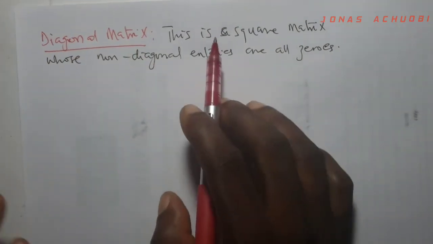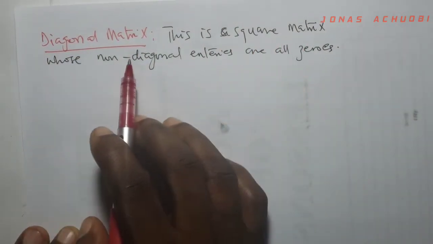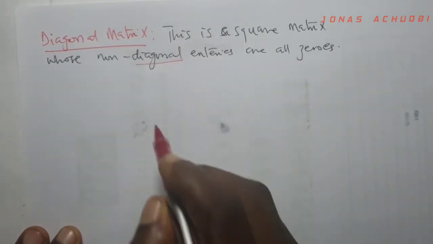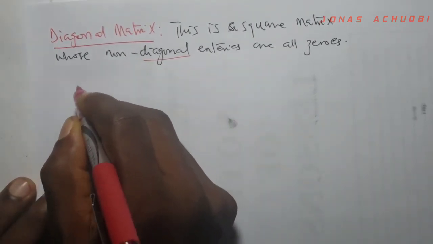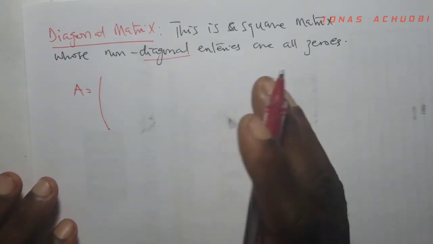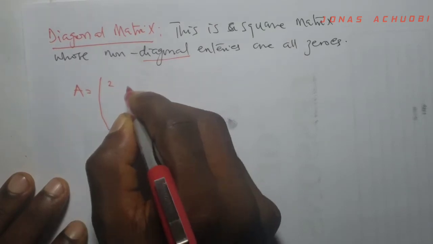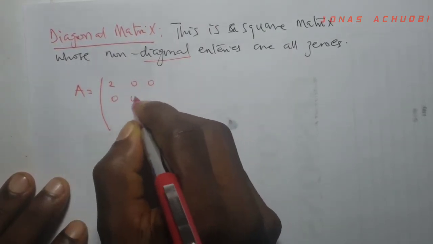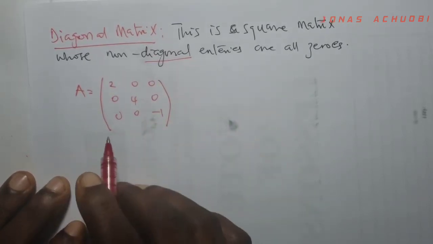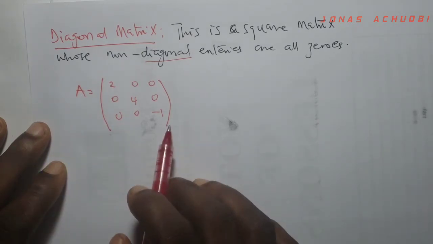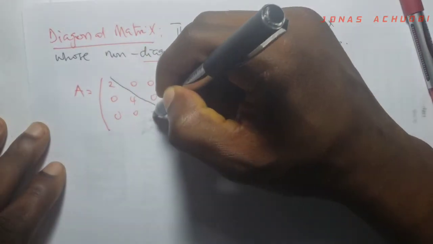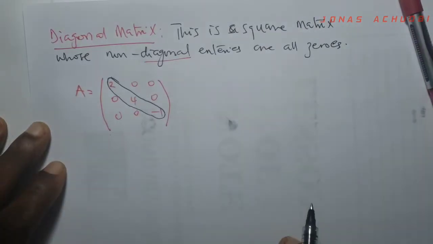Diagonal matrix. This is a square matrix whose non-diagonal entries are all zeros. Now we know what we mean by diagonal entries, right? So let us see how one looks like. If I have a matrix, say matrix A, a 3 by 3 square matrix, or a square matrix of order 3, with the entries 2, 0, 0, 0, 4, 0, 0, 0, say minus 1. Now this would be a square matrix of order 3, right? But you observe that in this square matrix, the diagonal entries are not zeros, or are all not zeros.